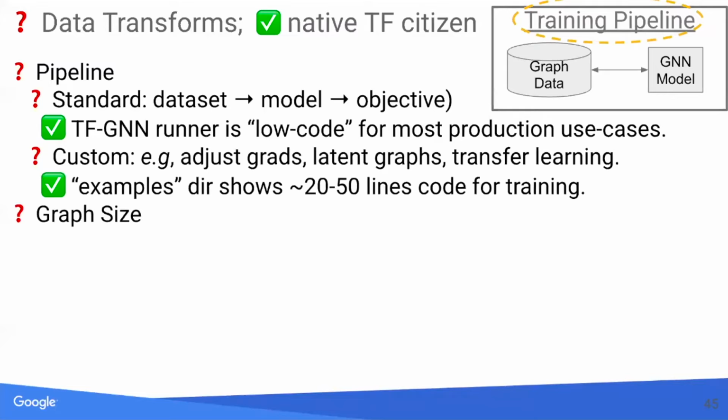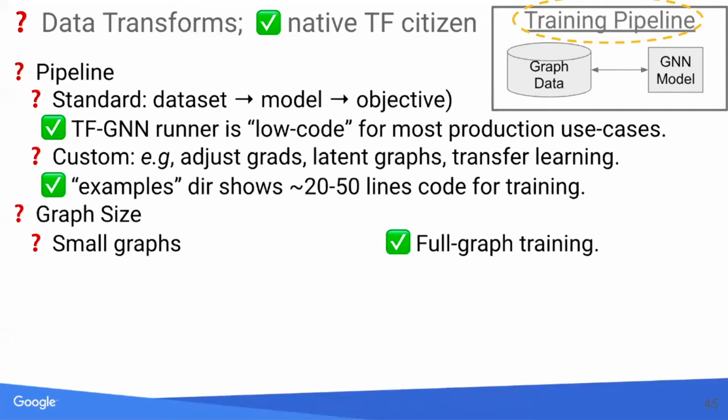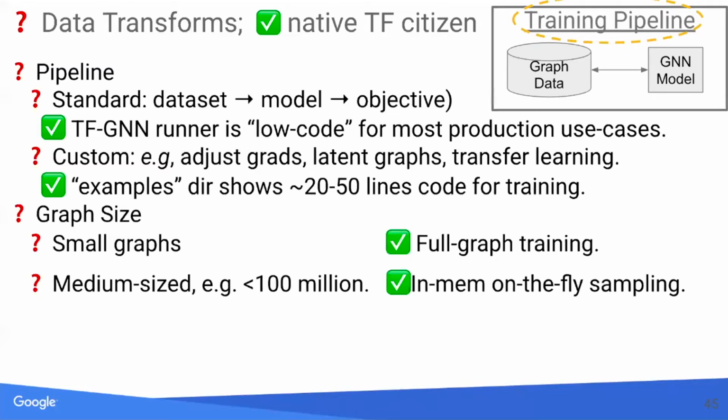And another consideration is the graph size. Your graphs could be small. In that case, you can do full graph training, as in observe the entire graph at each training epoch. Or maybe your graph is medium size, maybe less than 100 million nodes and edges. You could perhaps be doing on-the-fly sampling, so taking subgraphs uniformly at random, have the graph in memory and do that on-the-fly sampling.